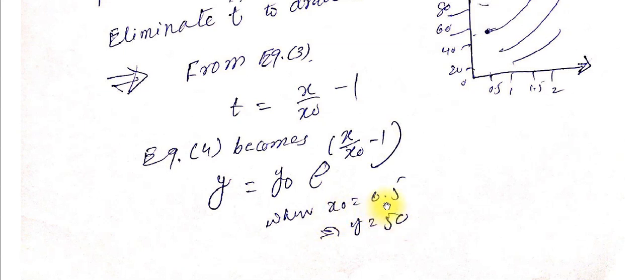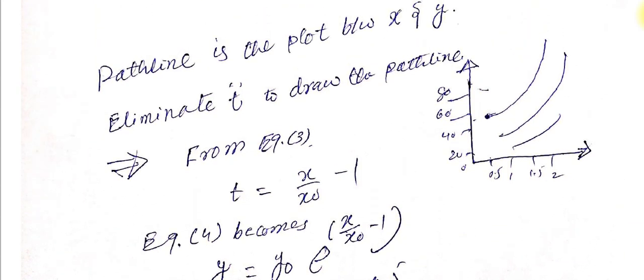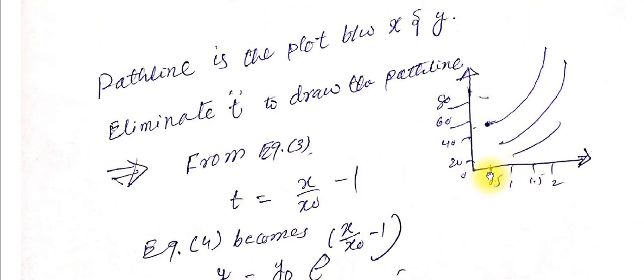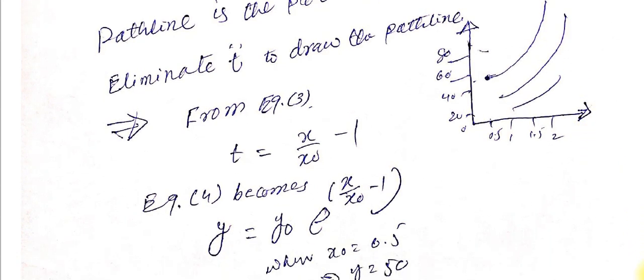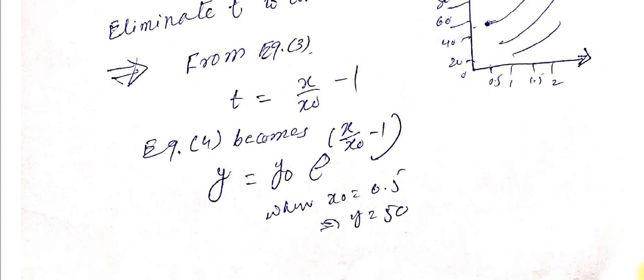When x naught is 0.5, this implies that y is 50. Look here: when x naught is 0.5, so x becomes 0.5, and y is almost 50. So you can see here, these are the path lines in the xy plane. These are different path lines, because if you differ x naught values, you will have different path lines.